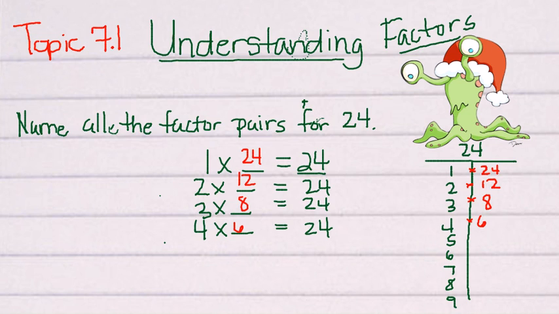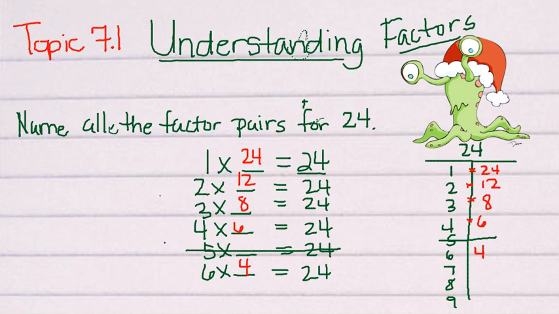Now 5. 5 times some number equals 24. Is that going to work? A whole number can't go in here, so that does not work. So we cross it out on our list. How about 6? 6 times some number is going to equal 24. Well, we already did 4 times 6, so 6 times 4 is going to go in here. So you're going to put a 4.